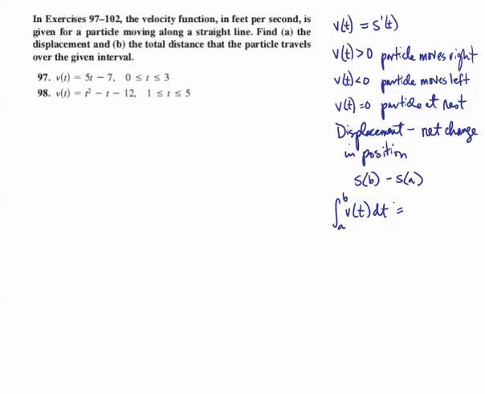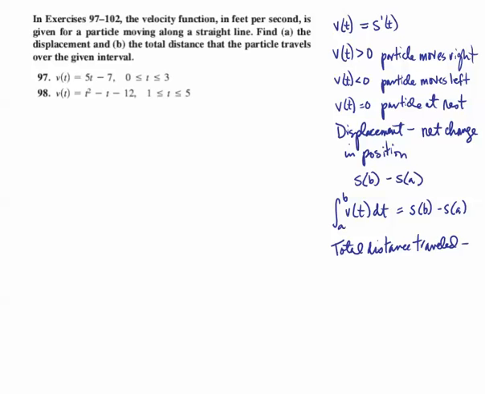Remember, we find the antiderivative evaluated at the upper limit. The antiderivative of velocity is position. We evaluate at the upper limit minus evaluated at the lower limit. So that's what displacement is. It's simply the definite integral from time t equals a to time t equals b.